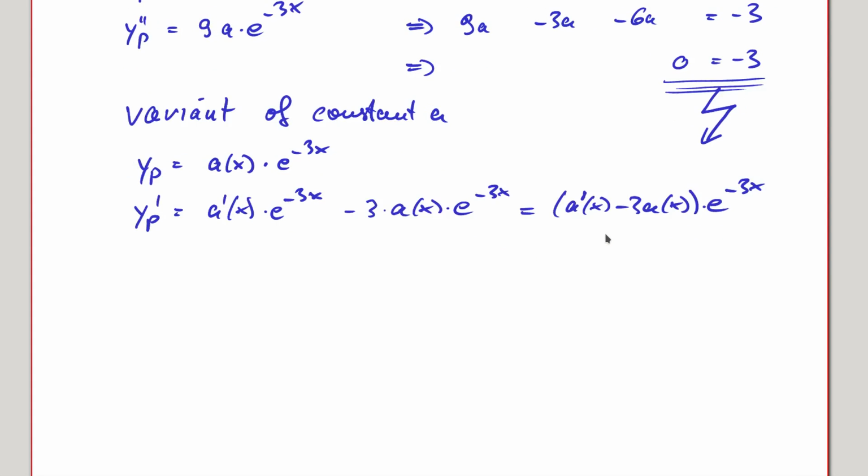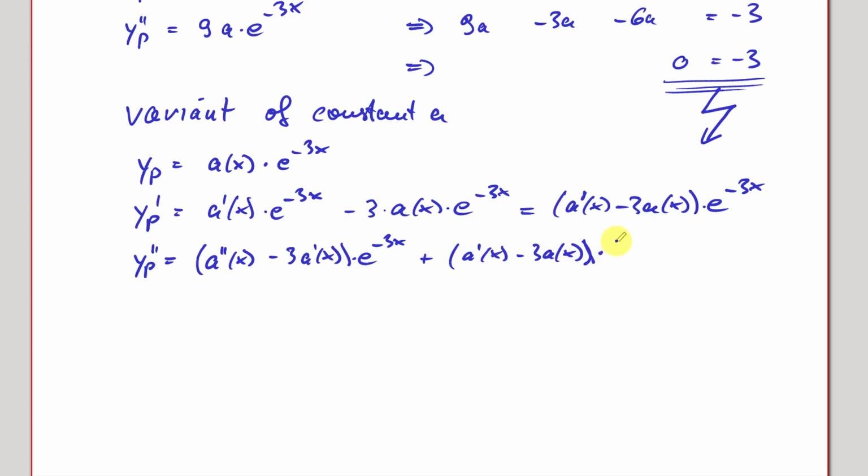We have now found the first derivative, and we need the second derivative too. So let's compute the derivative of the derivative. And again, we have to apply the product rule. First we compute the derivative of this one. So it's a double prime of x minus 3a prime of x times e to the power of minus 3x plus, and now we have a prime of x minus 3a of x times minus 3 times e to the power of minus 3x.